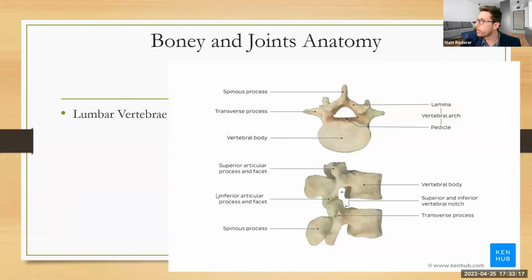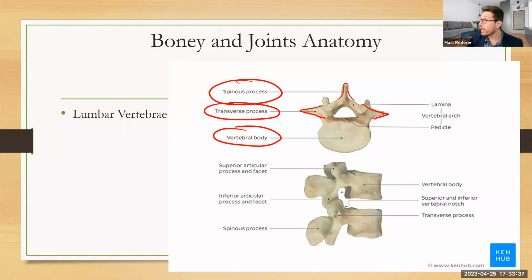So let's quickly look at a lumbar vertebrae. Now we're moving down the spinal canal. We have this spinous process here, this protruding body part posteriorly. We have these side protruding parts, the transverse processes, and we have the body. They all have the same structures, and we still have a superior and inferior articulating process. They stack on top of each other, so you can see them articulating and stacking.